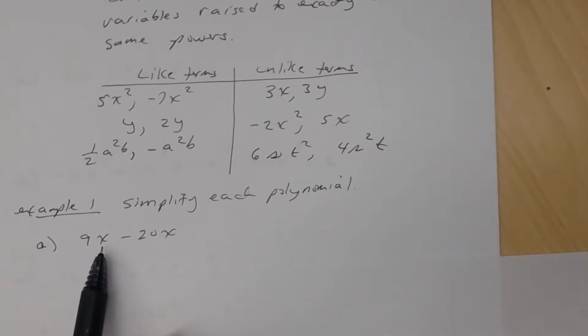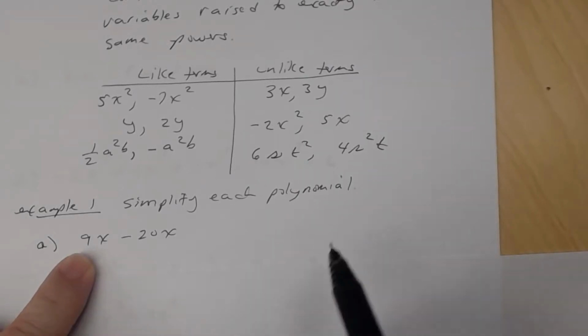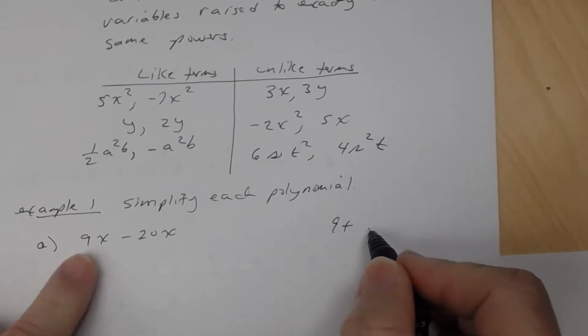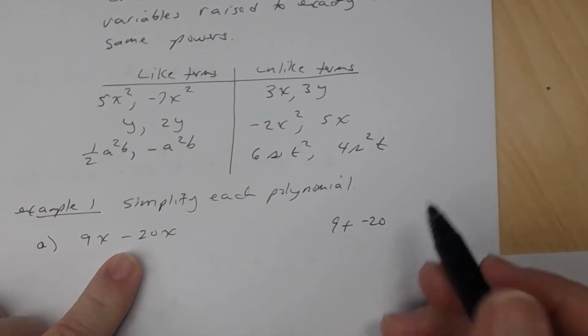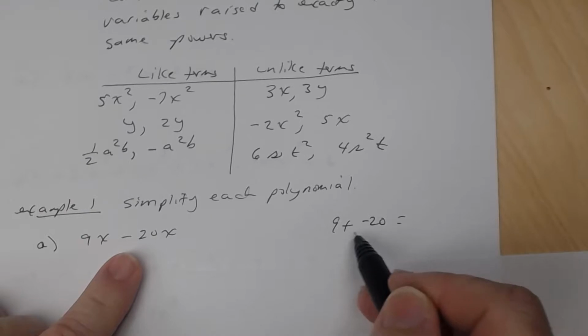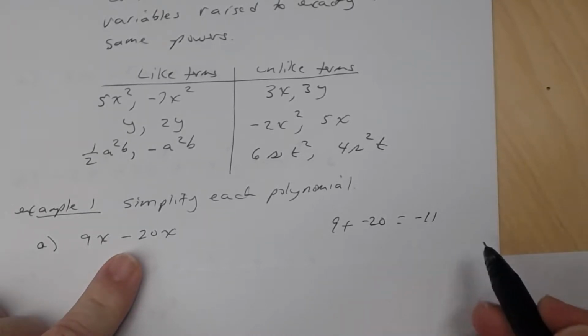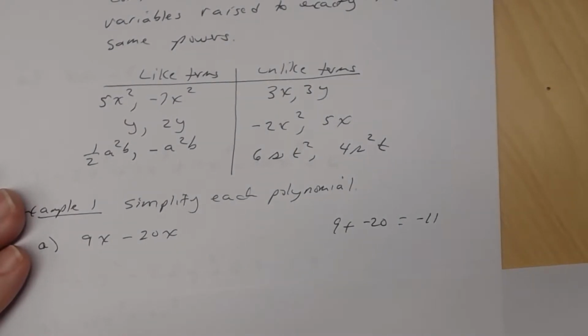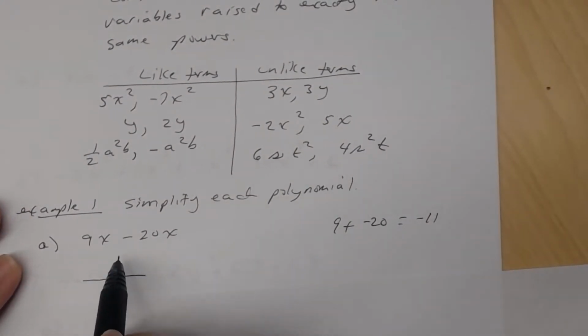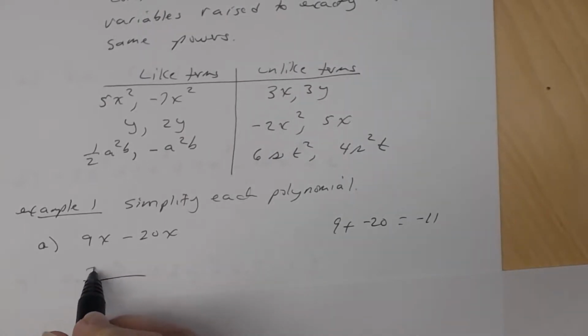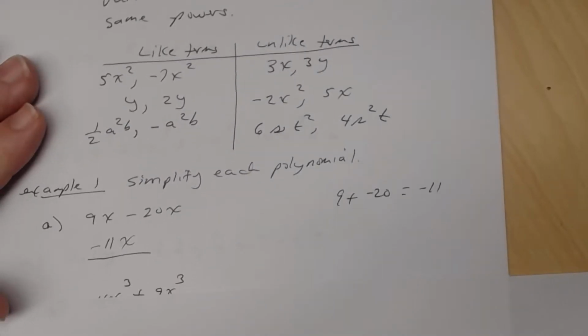when combining like terms, you're going to add their coefficients. So this coefficient is 9 plus, and this coefficient is negative 20. And you just have to figure out what the sum of the coefficients is. So 9 and negative 20 is a negative 11. So therefore, the answer to this problem, 9x minus 20x, would be a negative 11x. All right, so that's the answer.